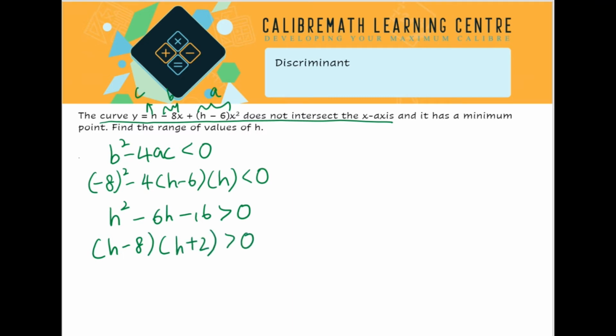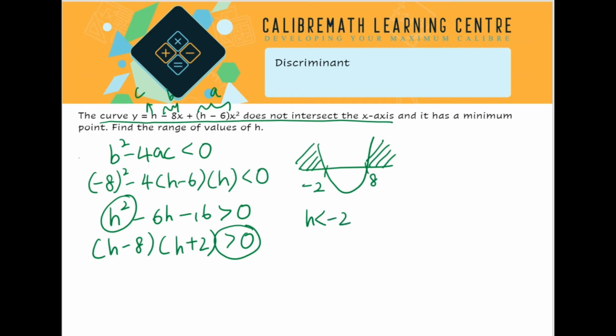Now, since the coefficient of your h squared is greater than 0, this is going to be a minimum curve. So you can indicate the two values here to be negative 2 and 8. Now, because we are looking for the answer that is greater than 0, we will be shading this part and this part over here. So from the graph, we can tell that the solution to this inequality is h is lesser than negative 2 or h is greater than 8.